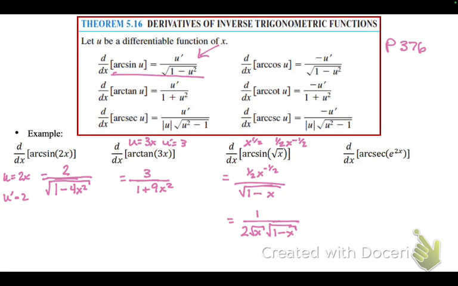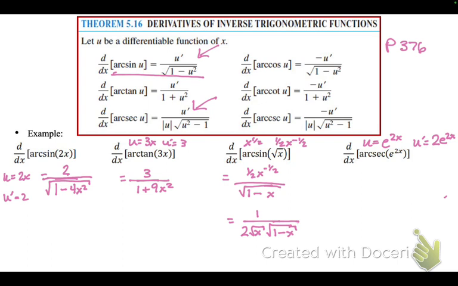Arc secant. So we're using this one. That's kind of involved, isn't it? But we need u and u prime. So what's u? e to the 2x. And what's u prime? 2e to the 2x. Isn't that 2e to the 2x? Yeah.